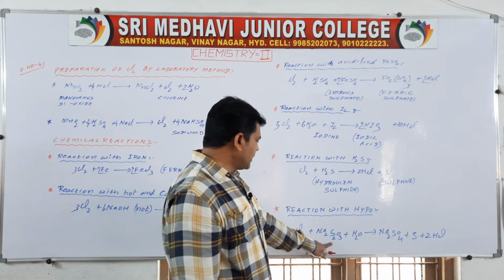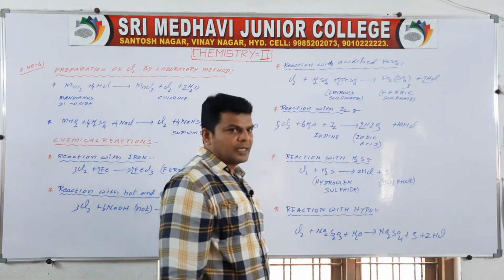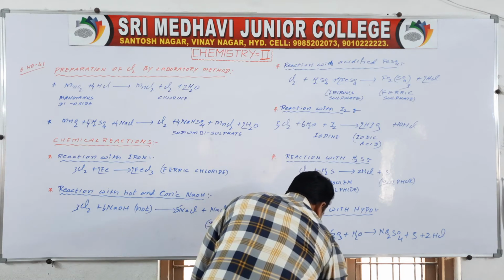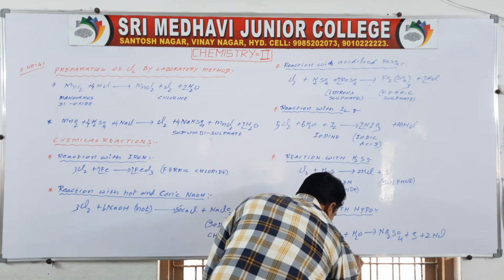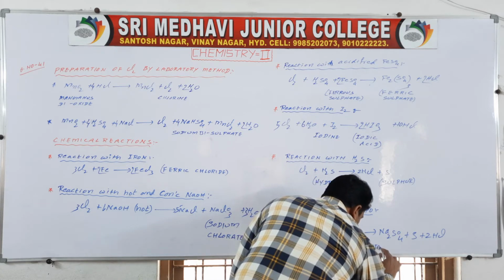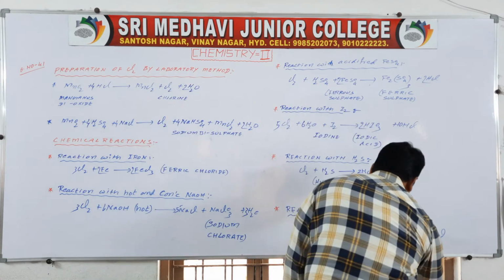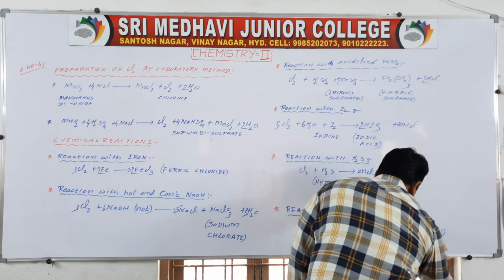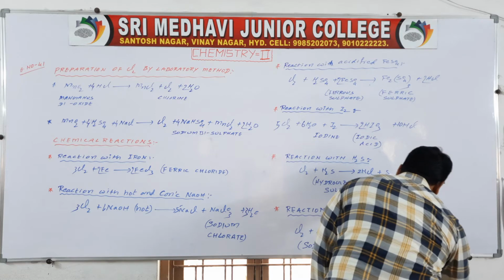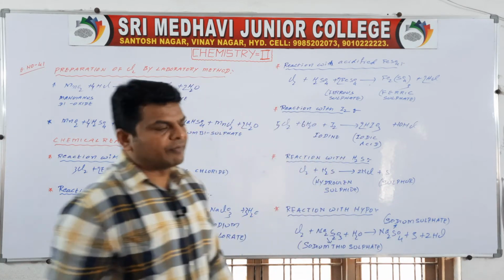See here, Na2SO4, sulfur is deposited and 2HCl is formed. Hypo is also called sodium thiosulfate. This one is sodium sulfate. Okay, it is sodium sulfate, and it is sodium thiosulfate.